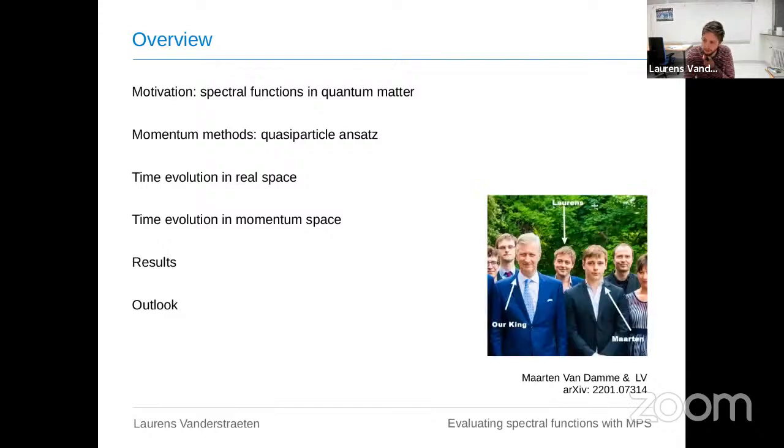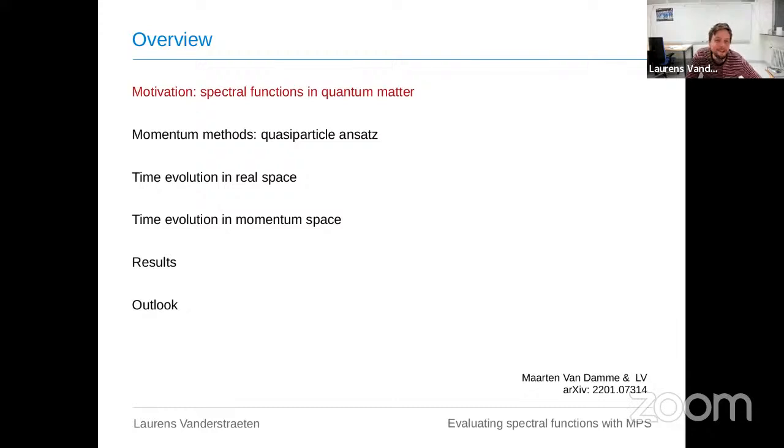Let me first thank my collaborator, Maarten van Damme, who is in this picture with me. Actually, it's a picture of me, Maarten, and the King of Belgium. But to be clear, the King was actually not involved in this project.